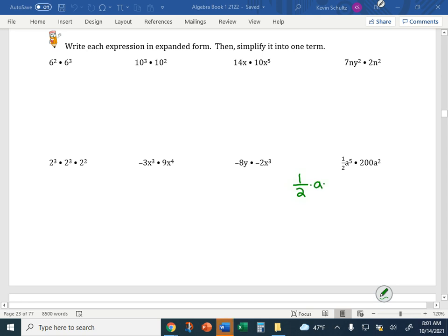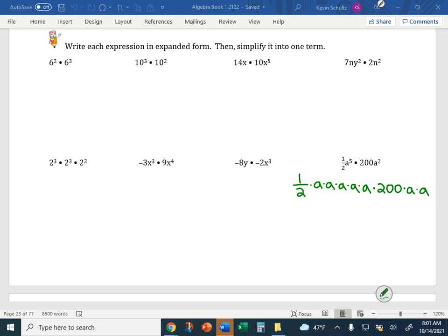1/2 times a times a times a times a times a. There's our first term, right? 1/2 a to the 5th times 200 times a times a. There's our second term, 200a squared.